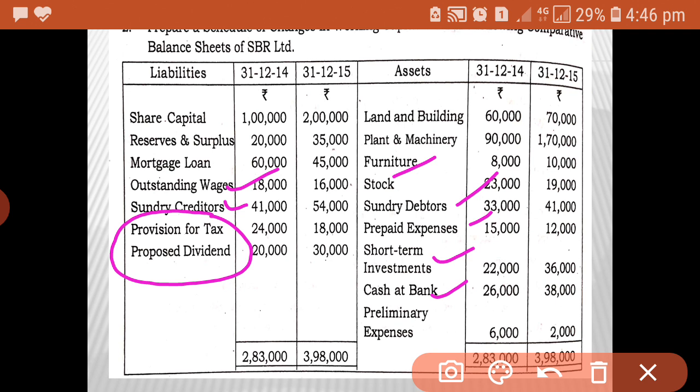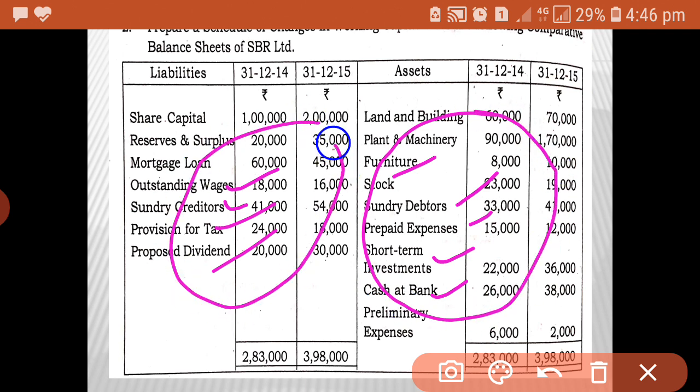Now let us take it as current item. Okay, no problem, it can be taken either as current or non-current. Okay, now it is taken here as current liability. Provision for tax 24,000, proposed dividend. Okay, then schedule of changes in working capital will show these 5 current assets and 4 current liabilities. So students, you prepare a schedule of changes in working capital and send it to my WhatsApp number.